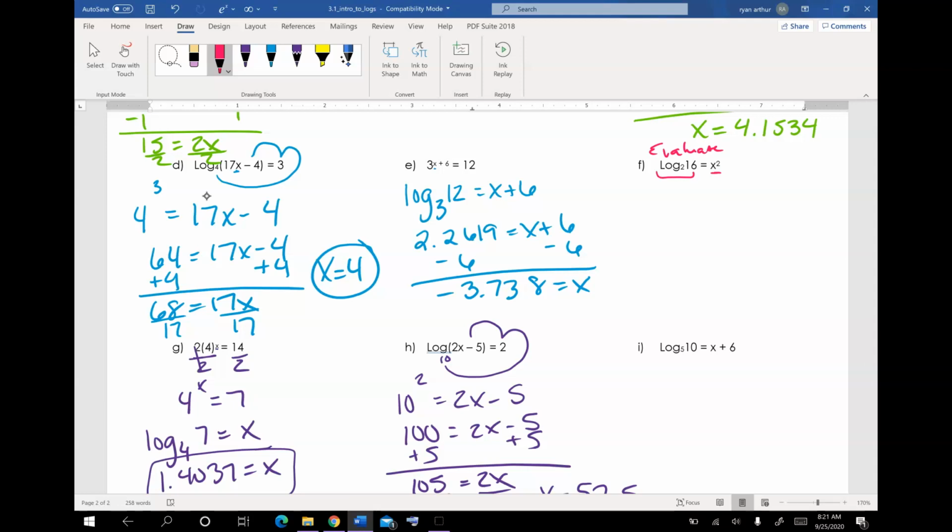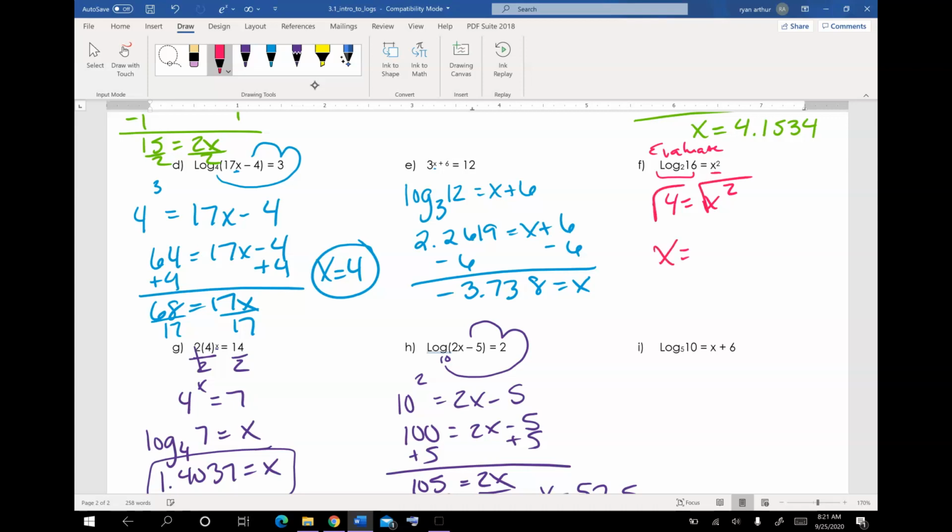So we're going to type the log into Desmos, okay? So log base 2 of 16, I know that one, but just have it. So 4 equals x squared. Well, how do you get rid of x squared? You square root it. So I'm going to square root 4.